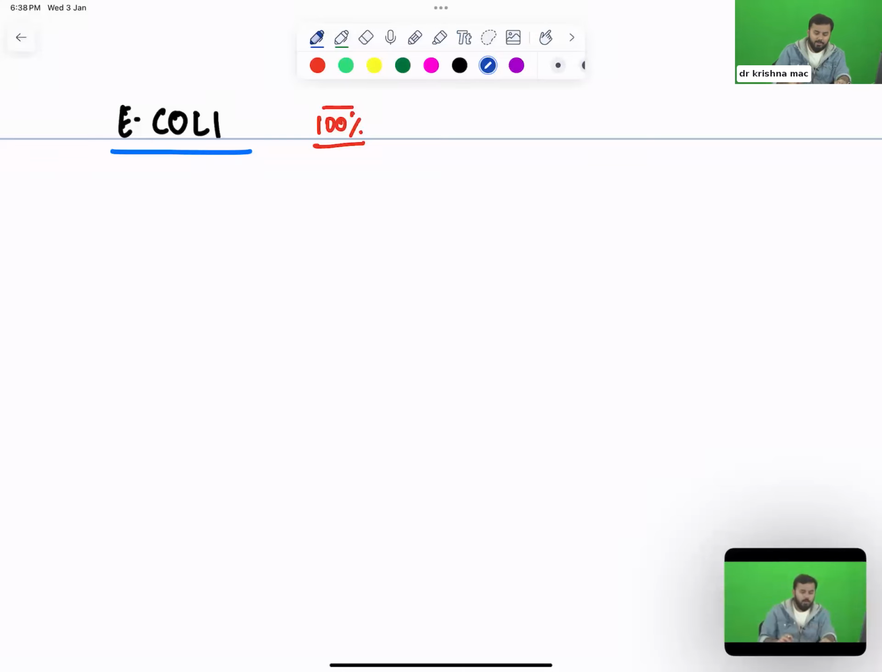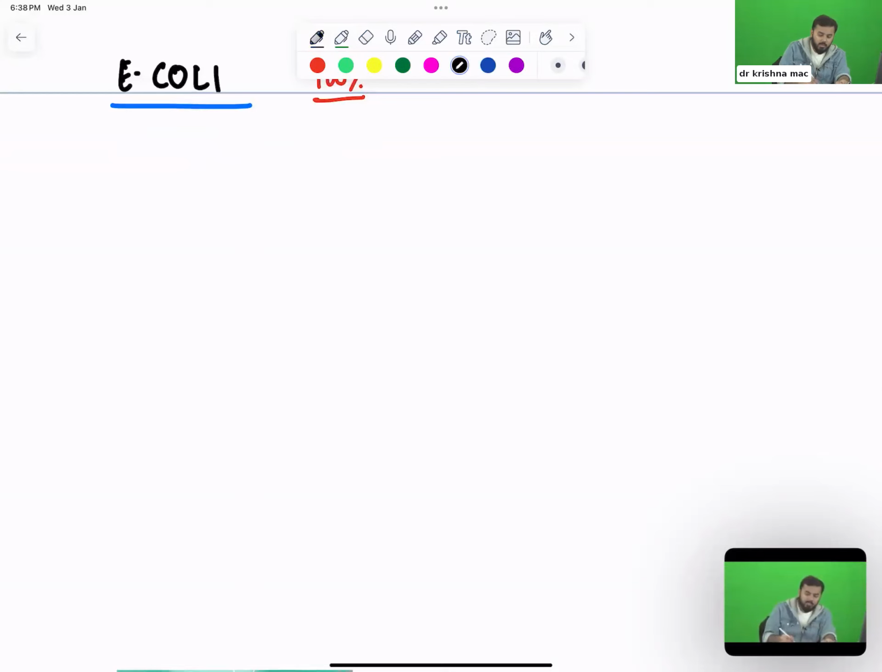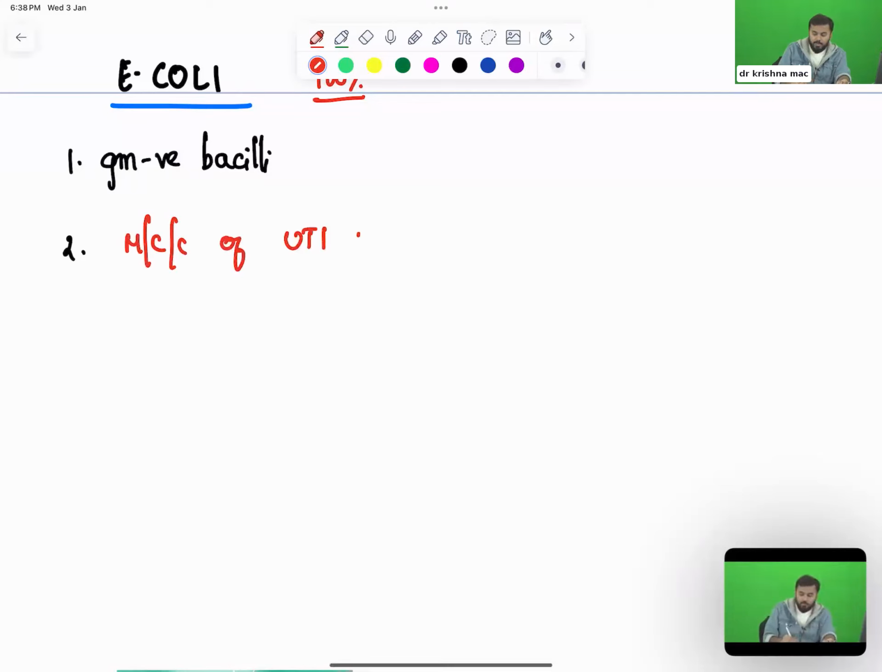Right. Now, coming to this E. coli, what is this E. coli? E. coli is also a gram-negative bacilli. And if you remember, long ago, I think in second, third, fourth class, I told you the most common cause of urinary tract infection in women is this E. coli. You remember that?